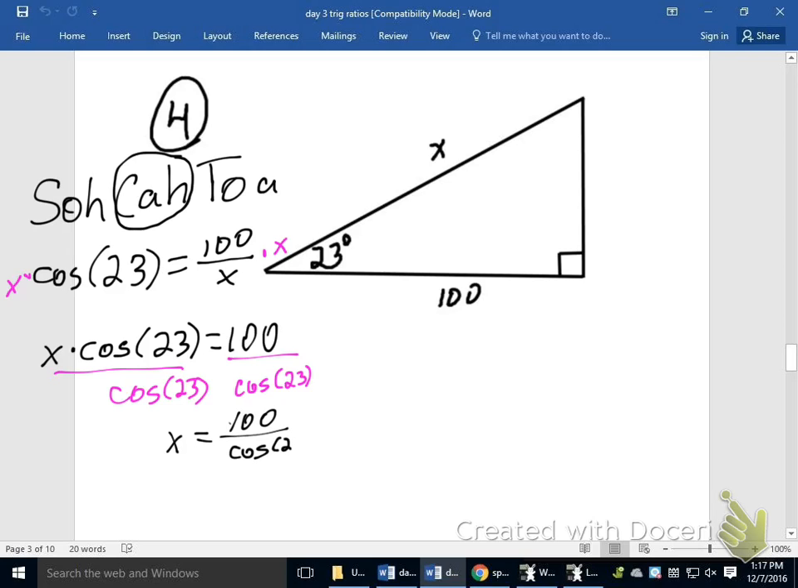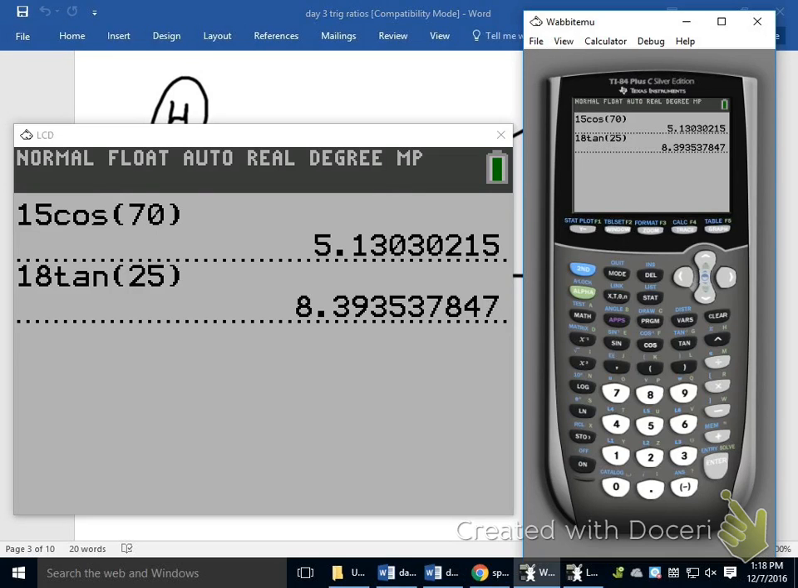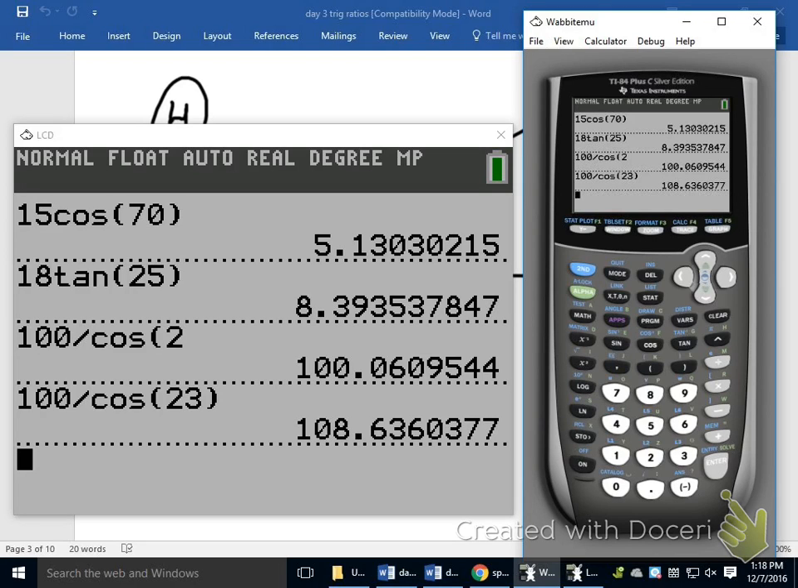And all I've got to do is just type that in my calculator. The good news is with your calculator, once you've changed it into degree, it's going to stay there unless the calculator gets reset. So it's really a good habit to check that at the beginning of every session that you do. So now I'm going to type in 100 divided by the cosine of 23. I had a little typo there, excuse me. 100 divided by cosine of 23. There we go. It's 108.64. Please be sure you round correctly. If this hundredths place should be rounded up, please do so.